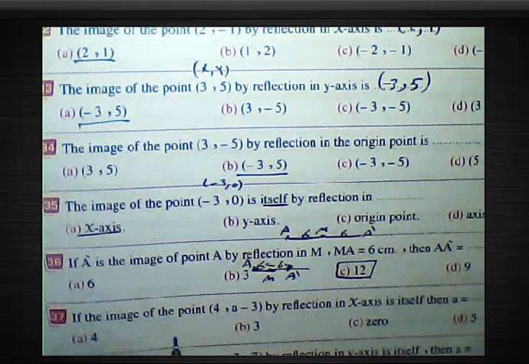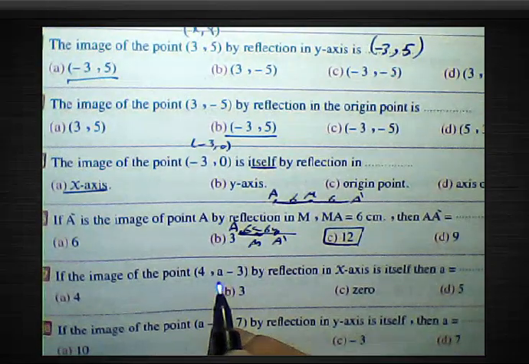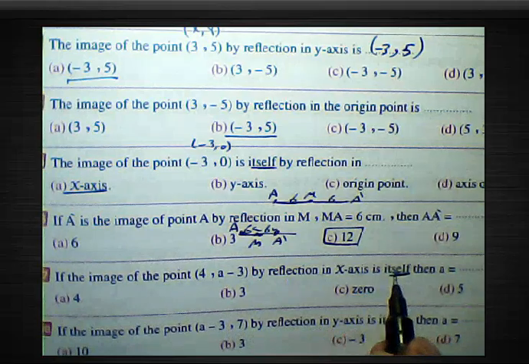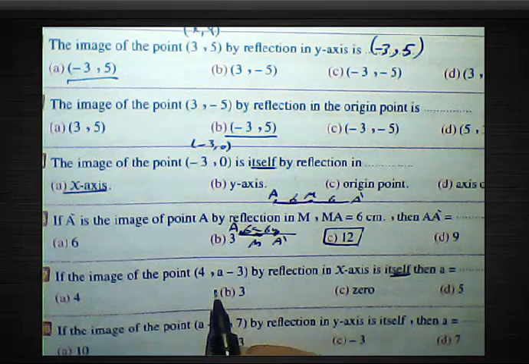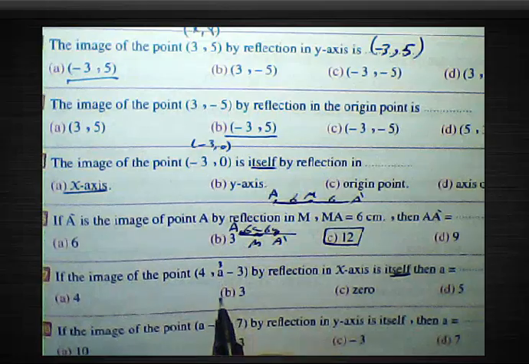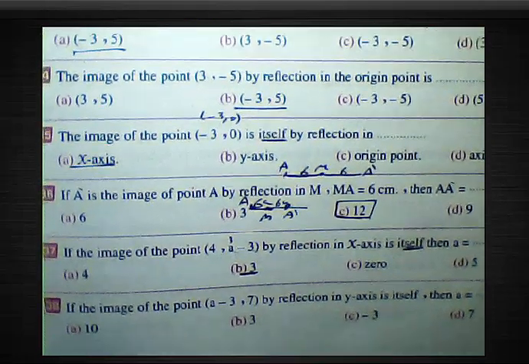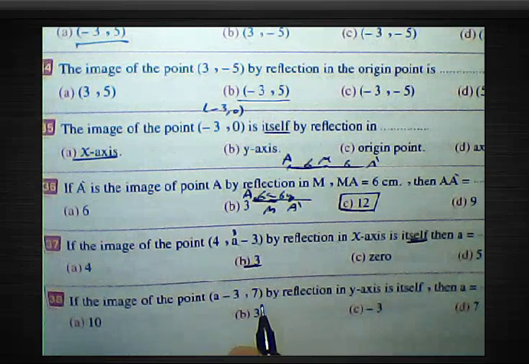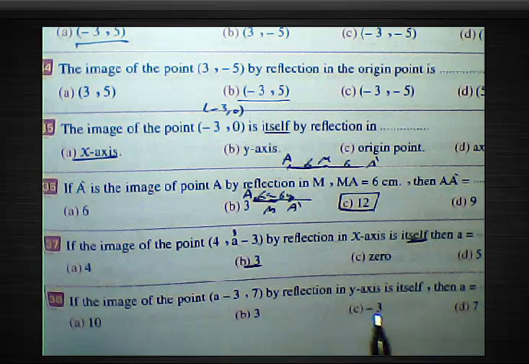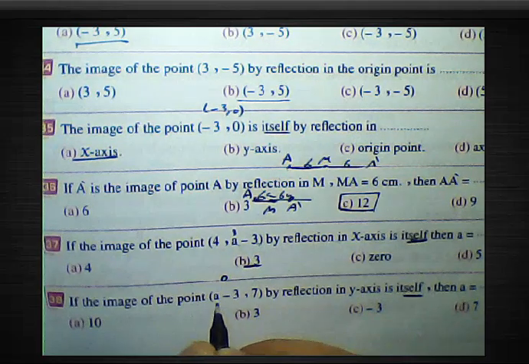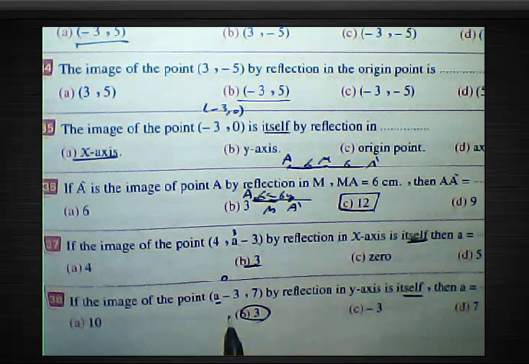The image of the point 4 and A minus 3 by reflection in the x-axis, it means what? It means y equals 0. So A will be 3, so 3 minus 3 equals 0. If the image of the point A minus 3 and 7 by reflection in the y-axis is itself, it means x will be 0. So we must put here 3 because 3 minus 3 equals 0.